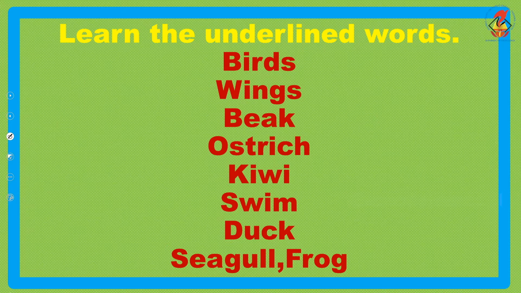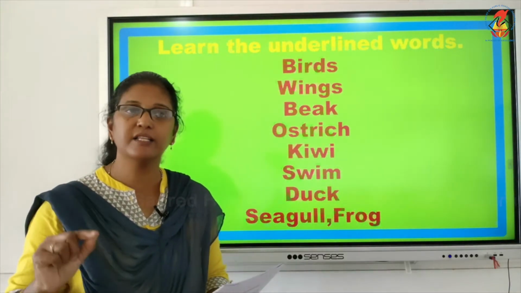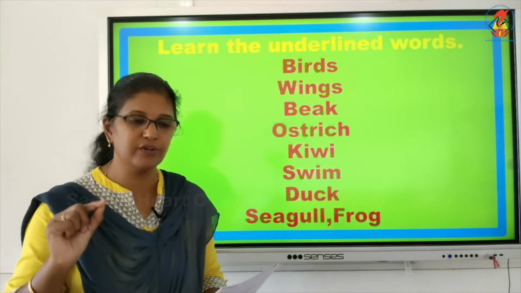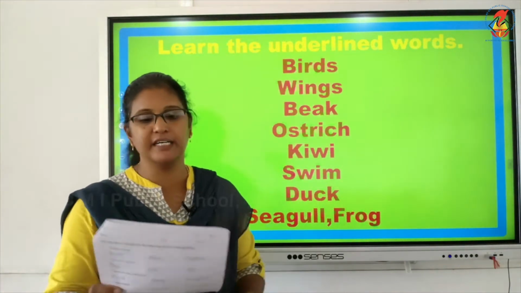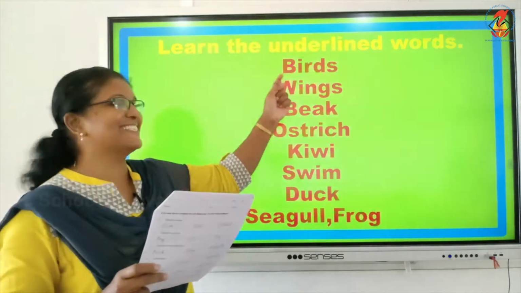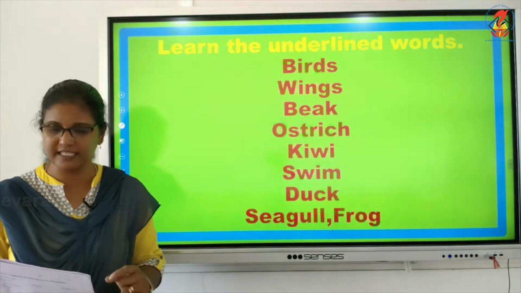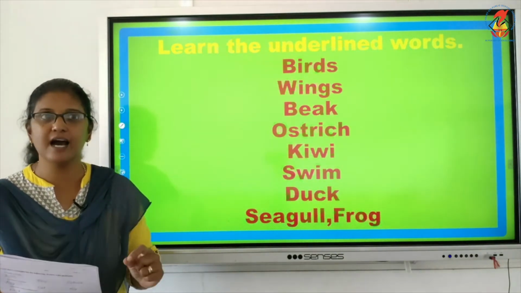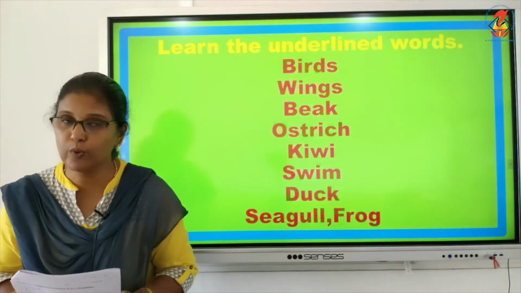Now children, coming to the underlined words. Please point out under the word which you are going to read in your worksheet. Let's get started with the first word. The first word we have is birds. B-I-R-D-S. Right. B-I-R-D-S. Birds.